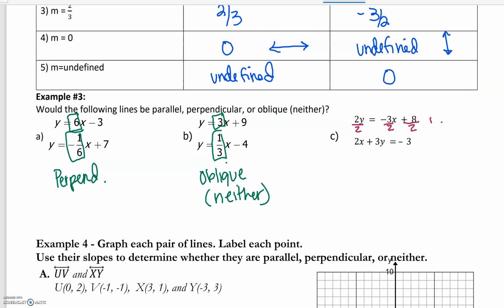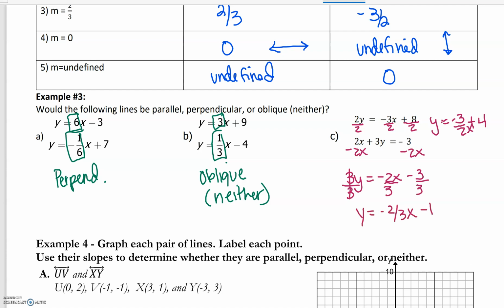For this one, we need to get those y's alone, so we're going to divide by 2 for that top equation. And then for the bottom equation, we're going to subtract the 2x first, then we'll divide everything by 3 to get y alone, get it into slope-intercept form so we can see what the slopes are. So -2/3 x minus 1. Now I can see that my slope for this one is -2/3. My slope for this one is -3 over 2. They're both negative, and they're reciprocals, but they have the same sign. They're not opposite reciprocals. So this one again is neither, or oblique.